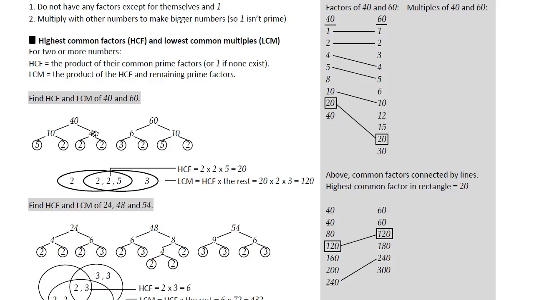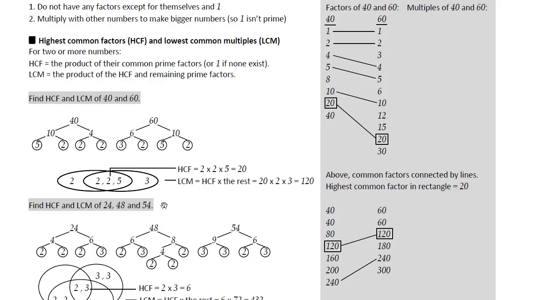And you can do the same with 4. 4 is 2 times 2. So, let's do 60 now. 60 is 6 times 10. Splitting 6, you get 3 times 2. Splitting 10, you get 5 times 2. There isn't much to say about that.